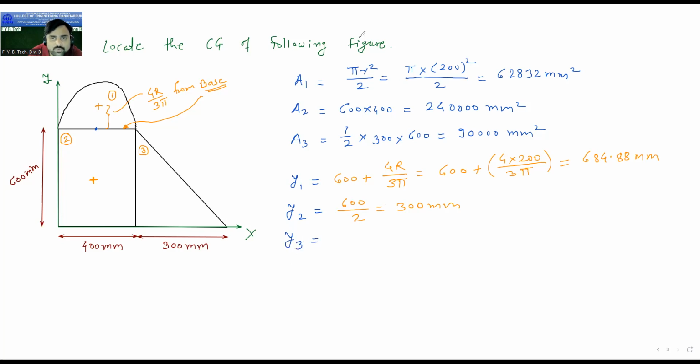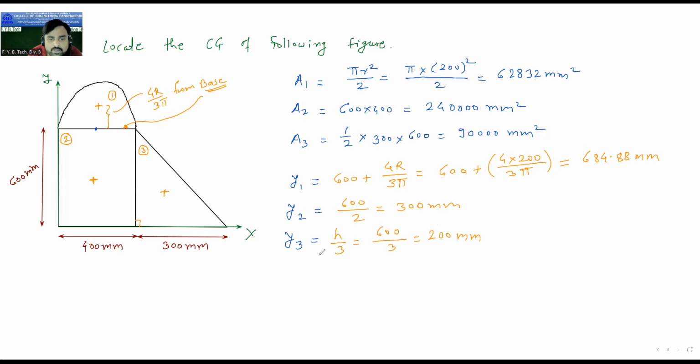So y3 is equal to centroid of this right angle triangle. Here is the angle 90 degree. So from 90 degree, the centroid is at a distance of h by 3. Okay, so it is b by 3 and h by 3. So h by 3, height is 600 divided by 3, which is equal to 200. Okay, so this is y1, y2, y3.